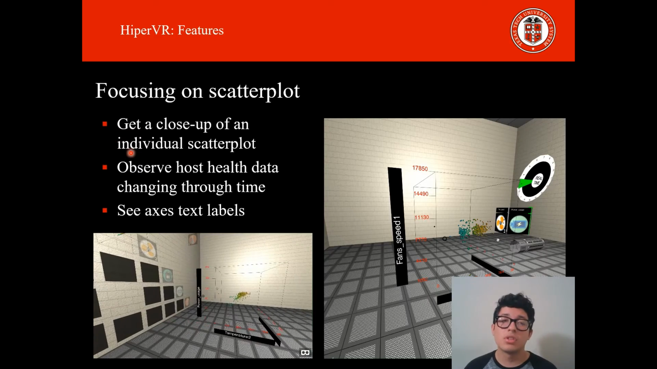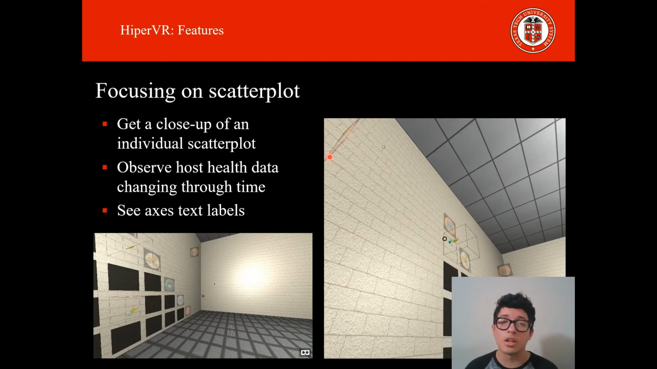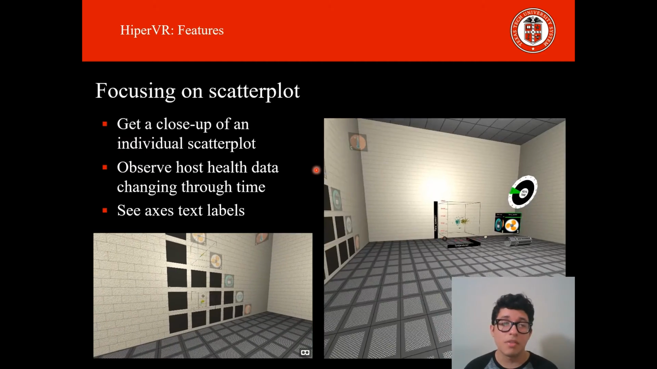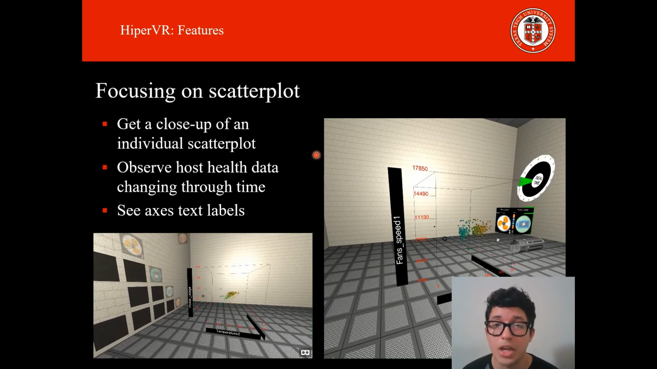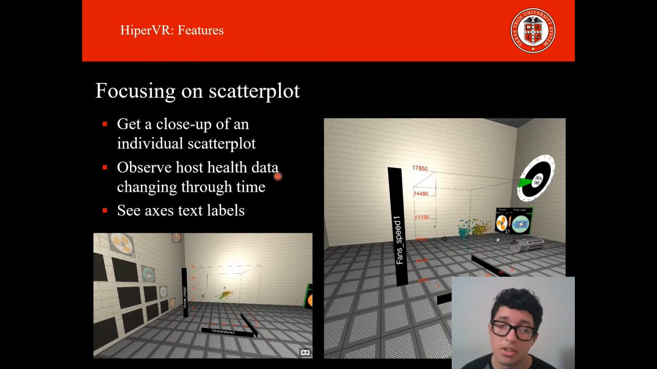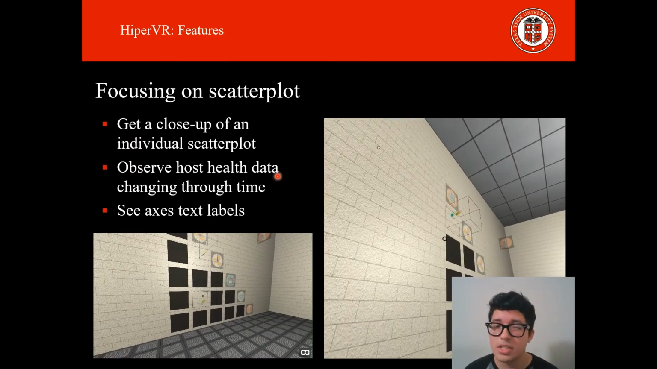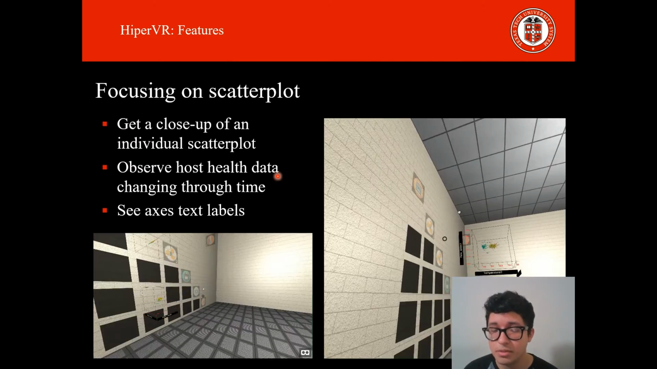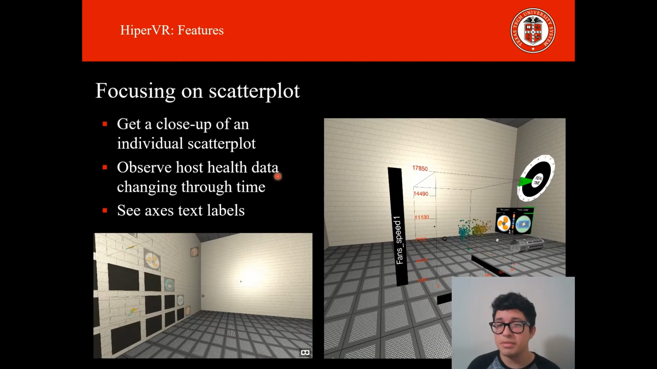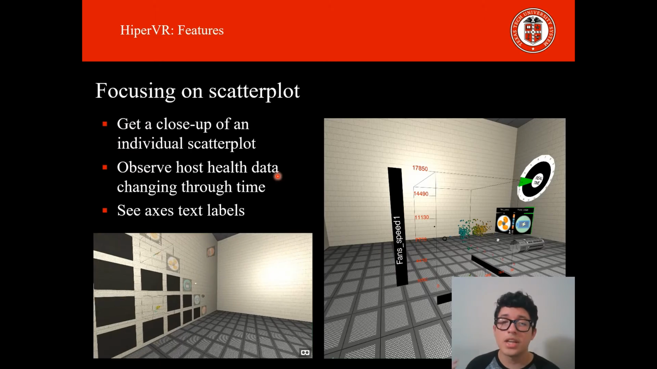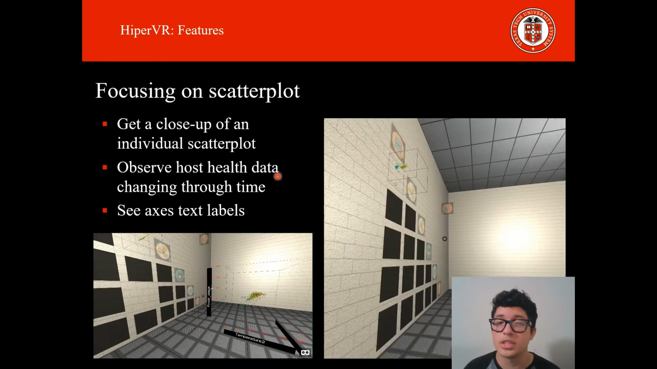As we saw previously, the scatterplot matrix is usually for an overview of the whole system, but we can focus on a specific scatterplot. So this is pretty much to get a close-up of each one of them, and we can observe how the data is changing throughout time. And we can see also the axis text labels. Many of the complaints about this system, about the 3D scatterplot visualization, is that the axes are not very intuitive. So we decided to add them in the focus view of each scatterplot.